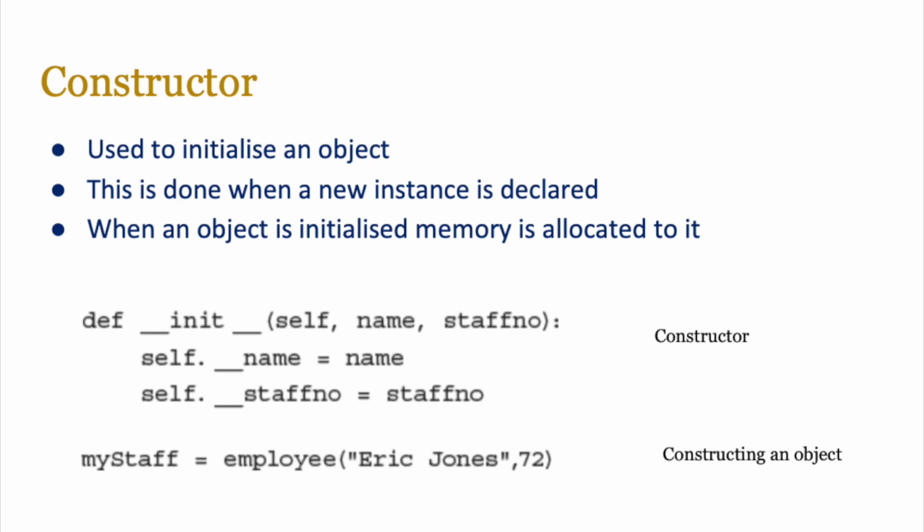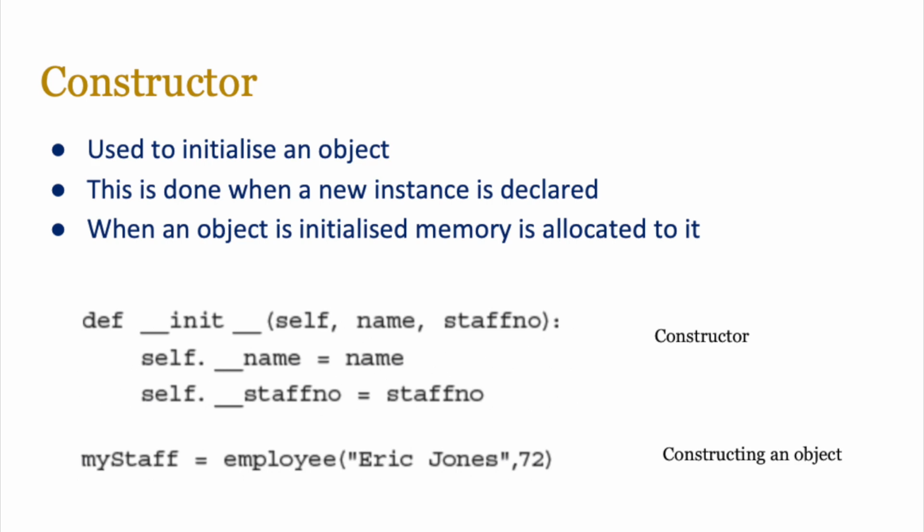So self refers to itself. Whenever we create a new object based on this initialization, self refers to that object. So it could be car1, car2, car3, whatever. The name and the staff number are then the parameters or the attributes associated with that particular instance. So this part is called the constructor, and you have to define it for a class to actually be operational.